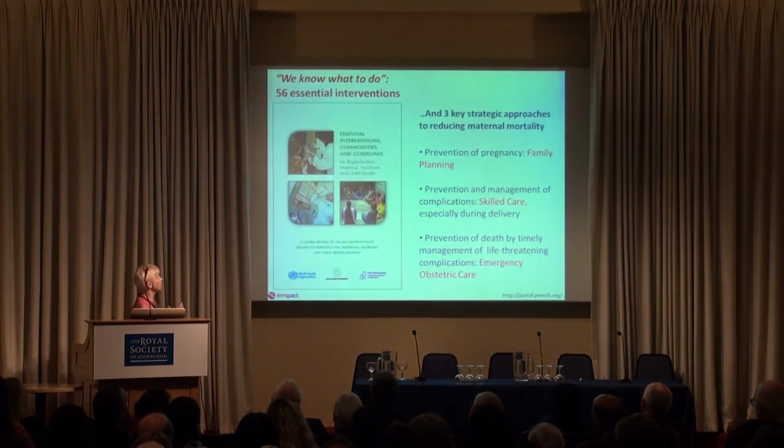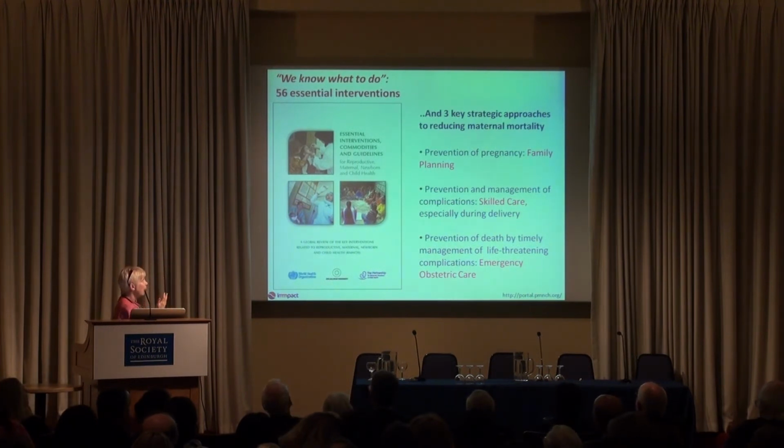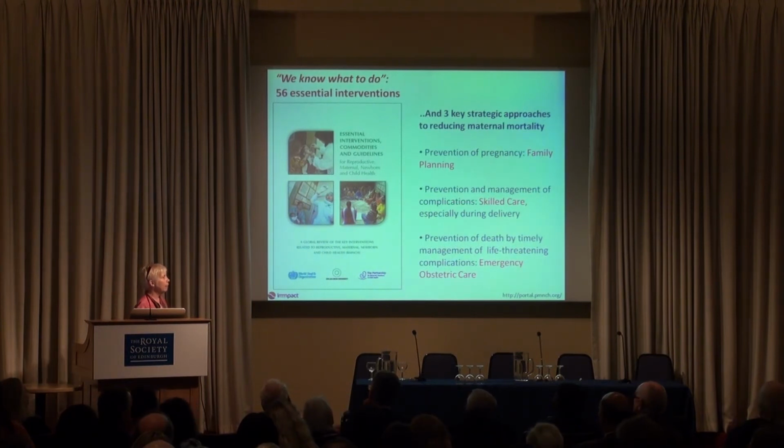So if we come right up to date, this is the latest publication from WHO and the partnership produced in 2011. There are about 56 essential interventions that are relevant for saving mothers, newborns and children. 56 interventions. And again, this phrase saying we know what to do. And also these 3 key strategic approaches: prevention of unintended pregnancy through family planning, prevention and management of mild complications, skilled care, particularly at delivery, and the prevention of death by rapid and effective management of life-threatening complications.